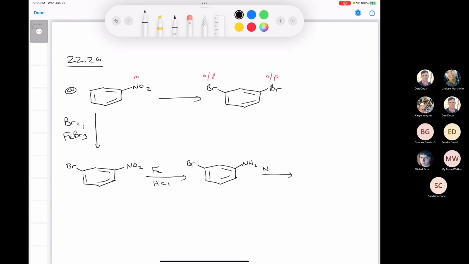So we will use sodium nitrite in HCl, and that's going to give us the diazonium salt. So that will look like this. We have the bromine here. We have our nitrogen like this. And then we're going to do the Sandmeyer reaction with copper(I) bromide, and that will install the bromine there. So this is the Sandmeyer reaction. All right, any questions about that one?